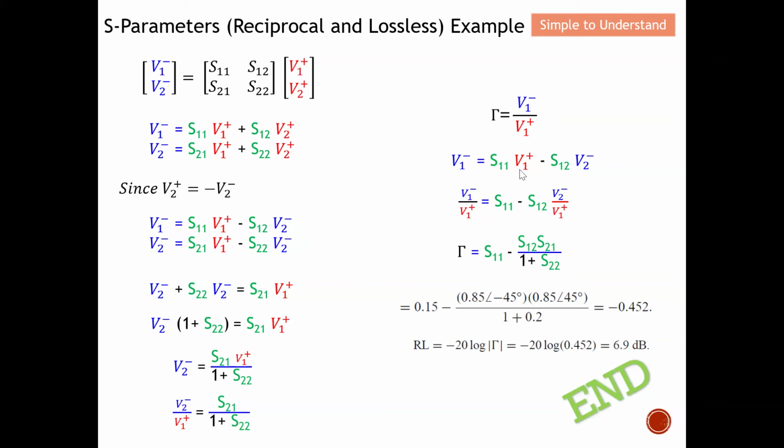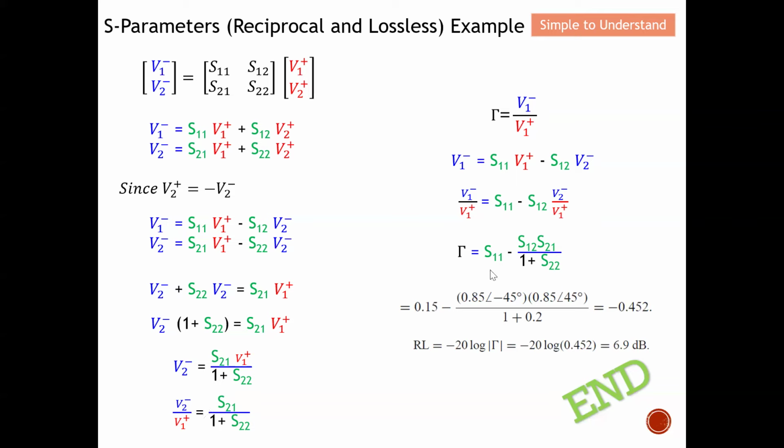This thing divided by another V1 plus becomes S11. And this S12 term becomes V2 minus divided by V1 plus, because everything I divided by V1 plus here. So this one disappeared, and this one will be divided by V1 plus. You can see how I arrive at this equation. As I mentioned, this is actually the reflection coefficient, so I replace them with the reflection coefficient. This is S11. This set here, V2 minus over V1 plus, is what I have calculated earlier on. Therefore, I just need to multiply this S12, S21 here, and 1 plus S22.